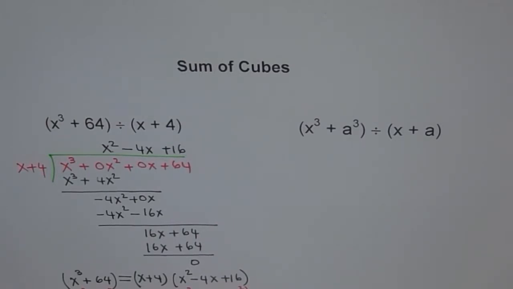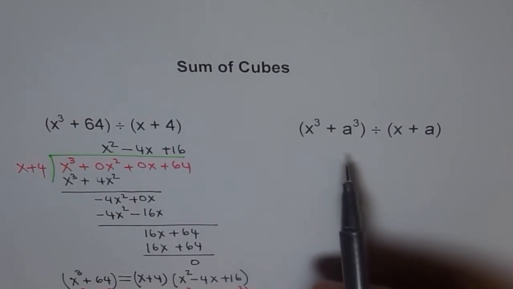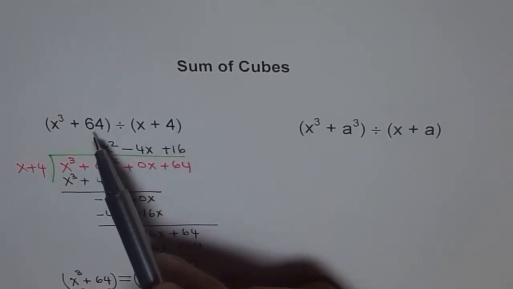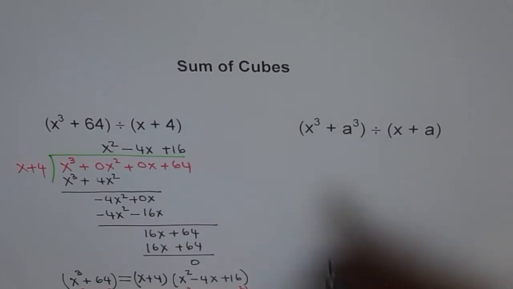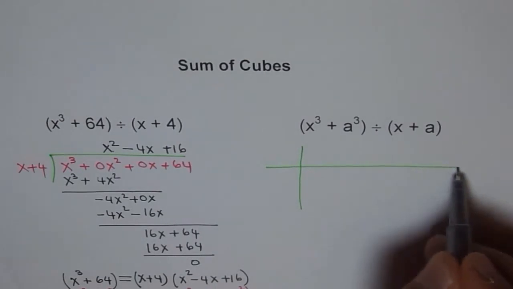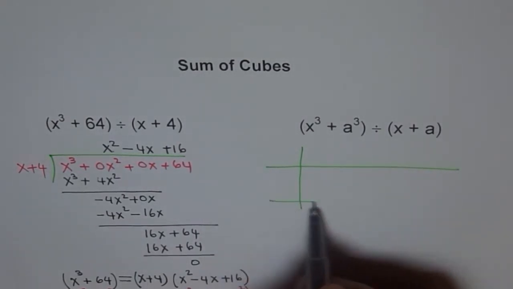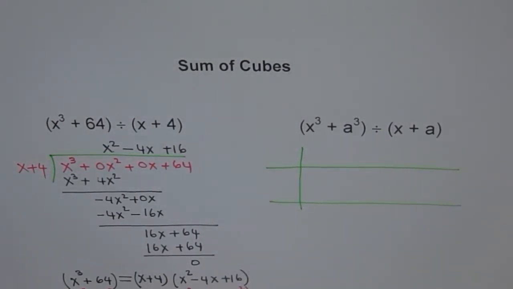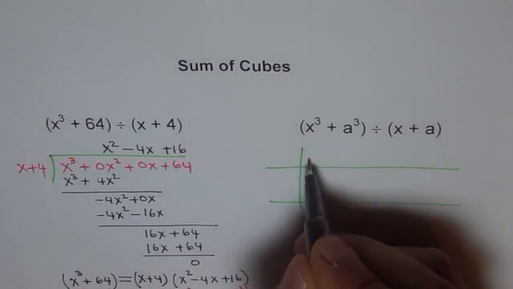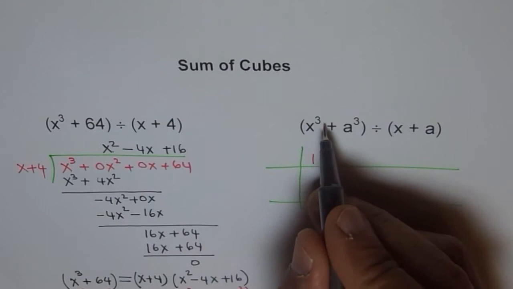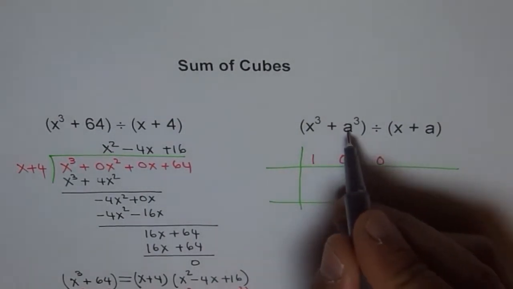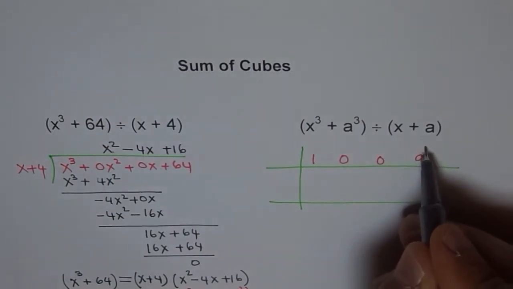Now let's do another one. This is with the general term. Instead of writing 64 or any other number, I'm writing a cube. It could be anything, correct? So we will do synthetic division here. So let's write down the coefficients. Coefficients here are x cube coefficient is 1, x square coefficient is 0, coefficient of our x is 0, and the constant term is a cube.